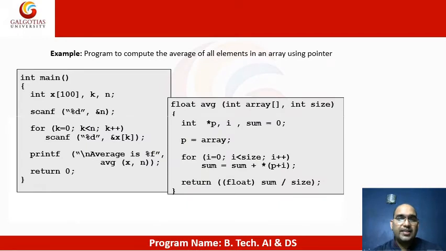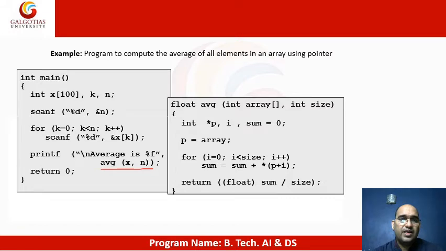Let's see this example: a program to compute the average of all the integers in an array using pointers. int x[100], k, n; scanf("%d", &n). In n we are storing the number of elements. Then for k = 0, k < n, k++, we are storing all the values in the array x. Then printf average is %f, average(x, n). So we are calling the function average with x and n.